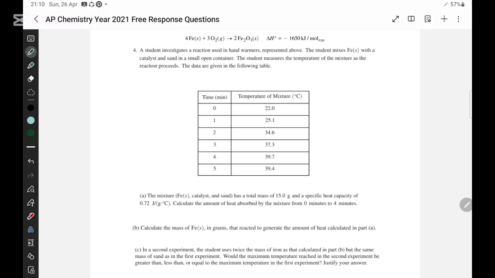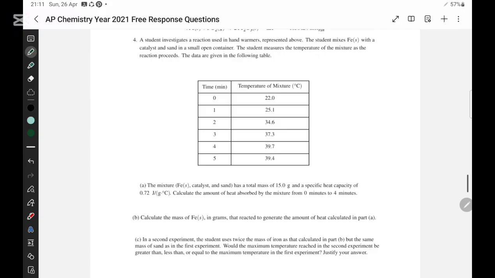So for the next question, a student investigates a reaction used in hand warmers represented above. The student mixes iron solid with a catalyst and sand in a small open container. The student measures the temperature of the mixture as the reaction proceeds. The mixture of Fe, catalyst, and sand has a total mass of 15 grams and a specific heat capacity of 0.72. Calculate the amount of heat absorbed.